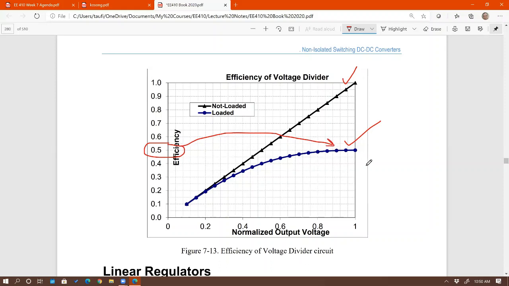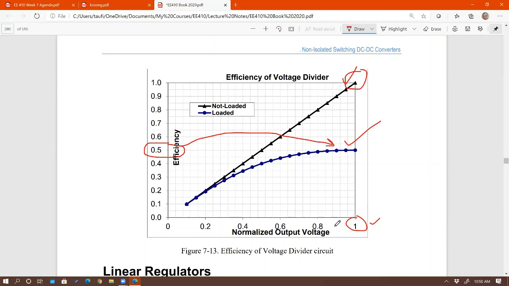0.5, that's the best you can get if you're loading it, right? That is not good, right? The best case is 50%, okay? For a not loaded one, it could be 100%, as you can see. But that requires output voltage to be the same as input voltage. That's why the ratio is equal to 1 right there. This is V out over V in, okay?